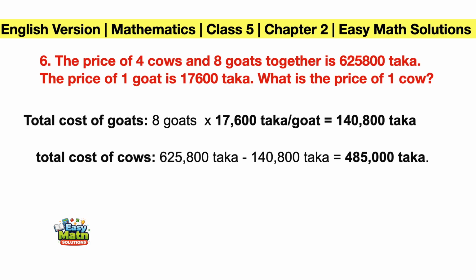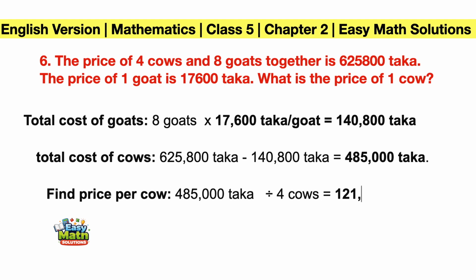Now if we subtract the goat price from the total, the total cow price is 6,25,800 subtract 1,40,800, that means 4,85,000 taka only. Then how many cows? 4 cows. Then we divide the total cow price, 4,85,000 divided by 4 equal to 1,21,250 taka. Then answer: 1,21,250 taka per cow price.